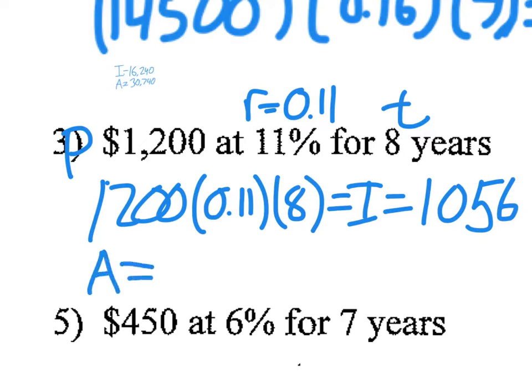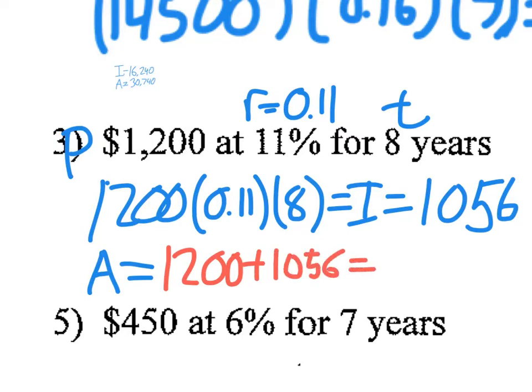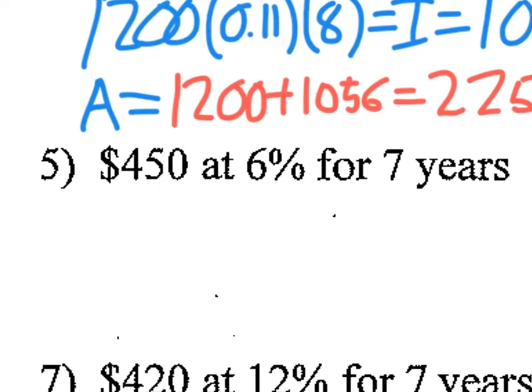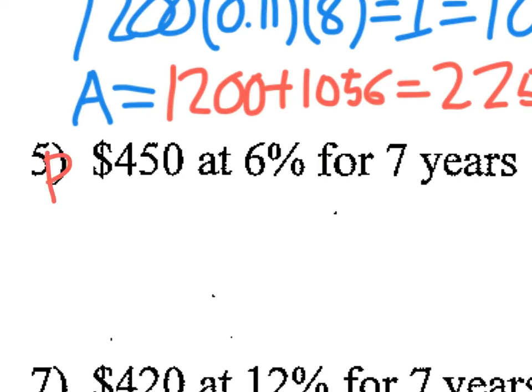But now for our amount, I need to change colors for this part. What we're going to do is, because we want to know the total amount, we're going to take our principal, that 1,200, and add on our interest of 1,056. So that is going to be our total of $2,256. So those are the two answers that we're looking for.